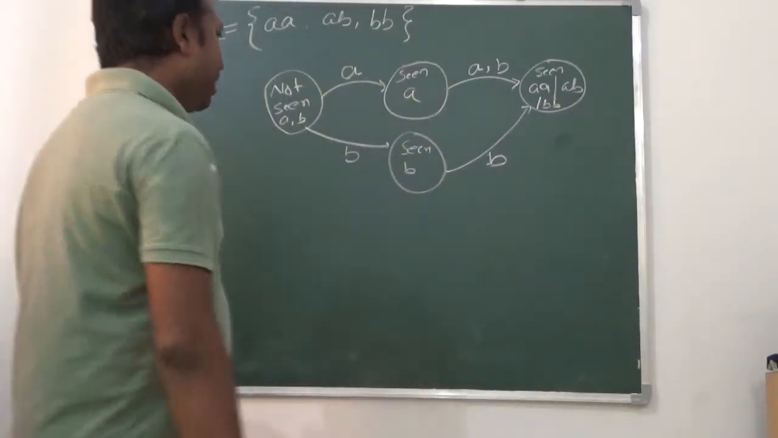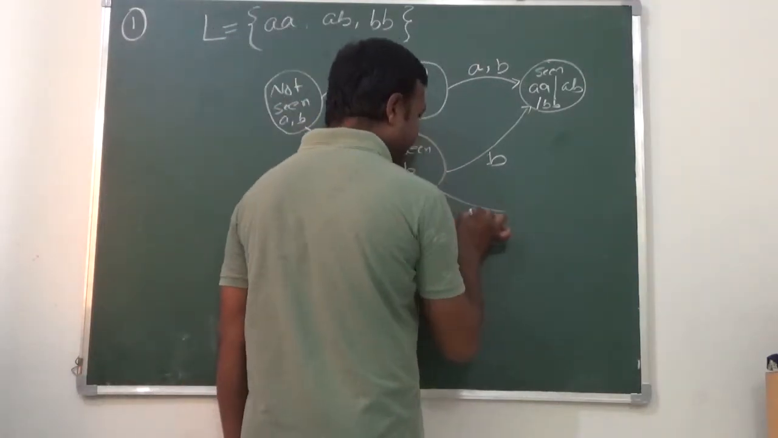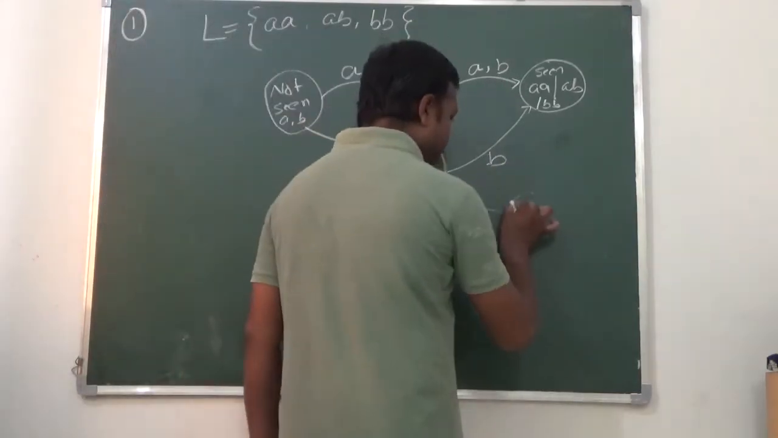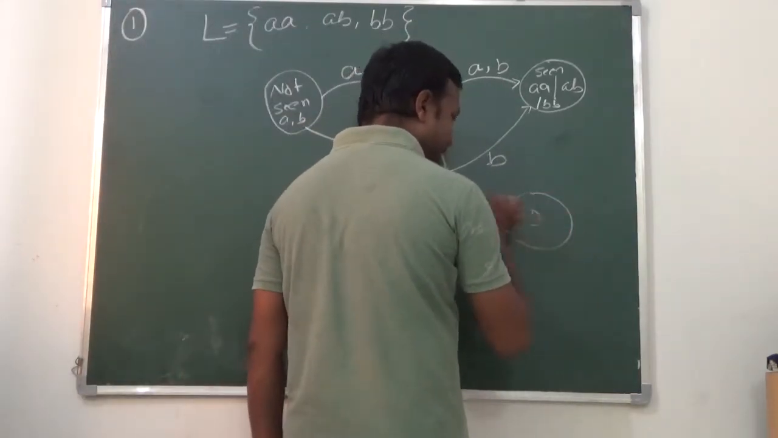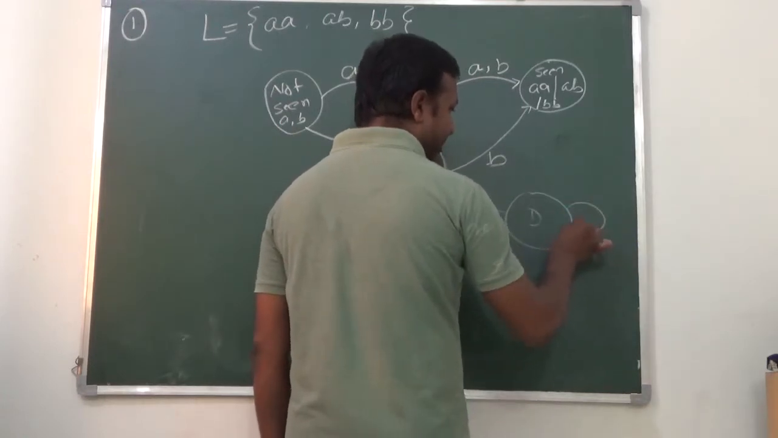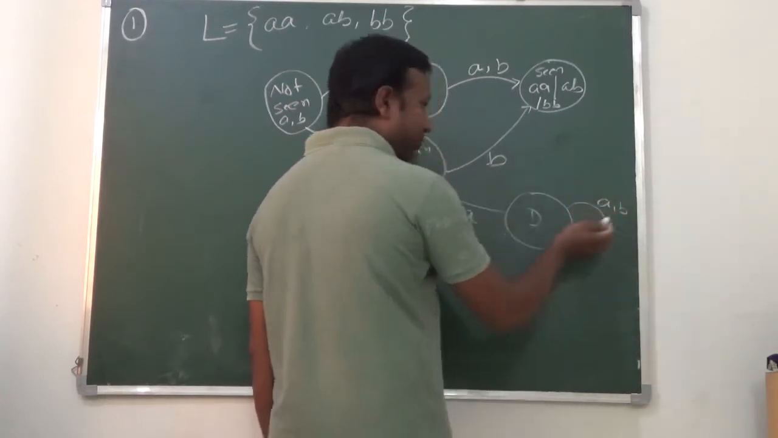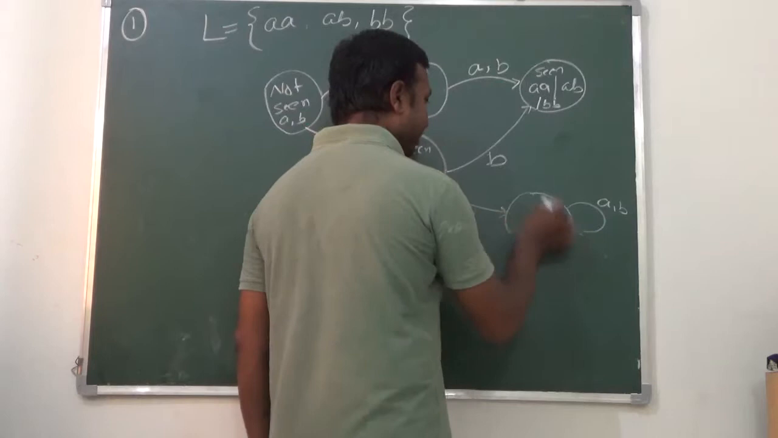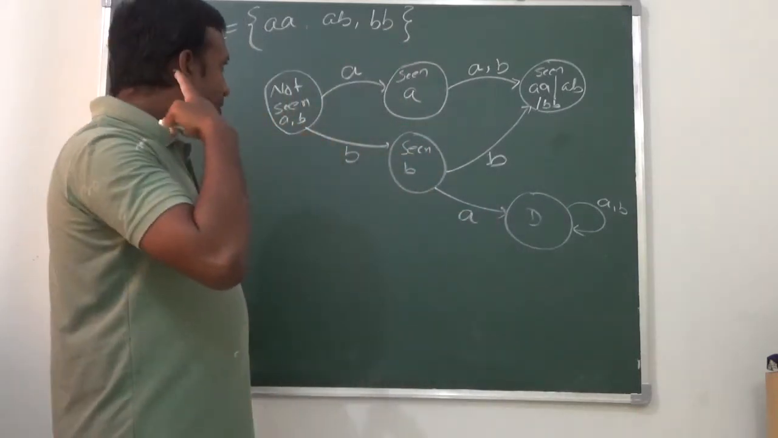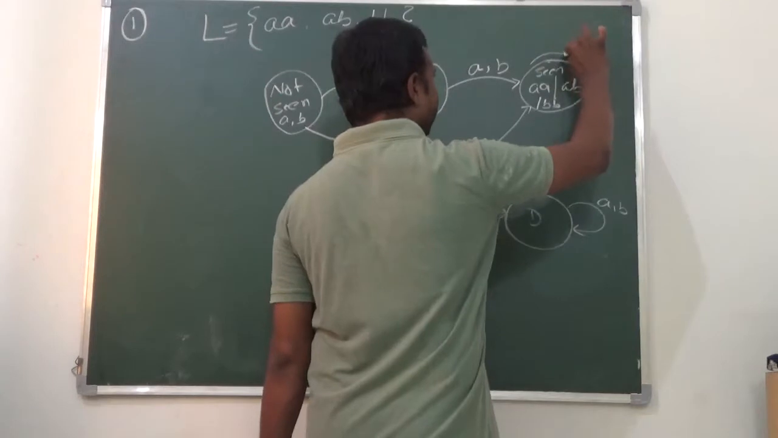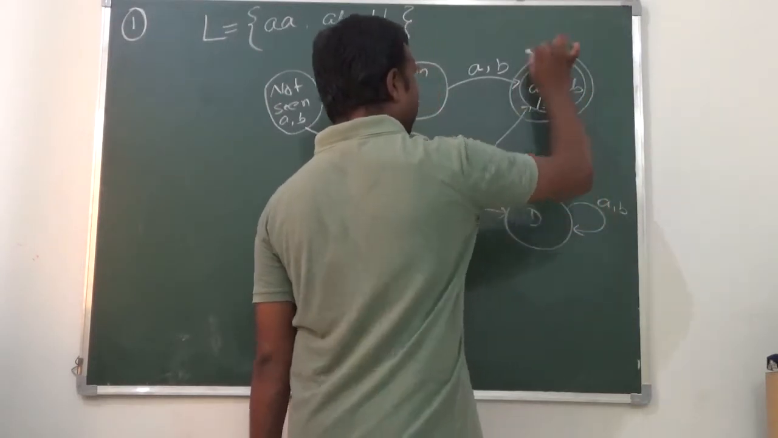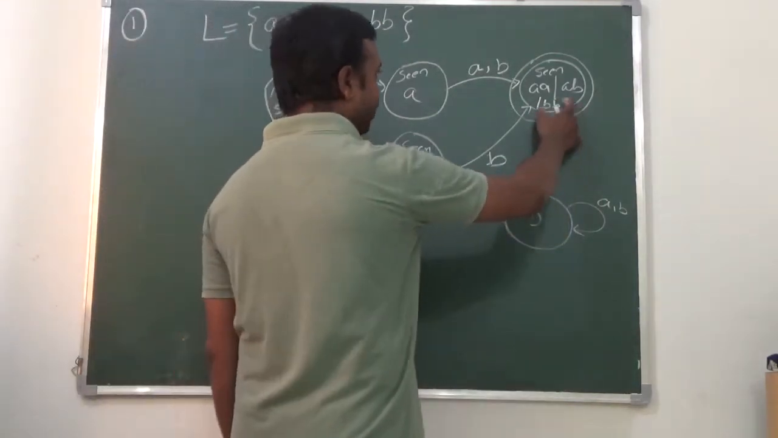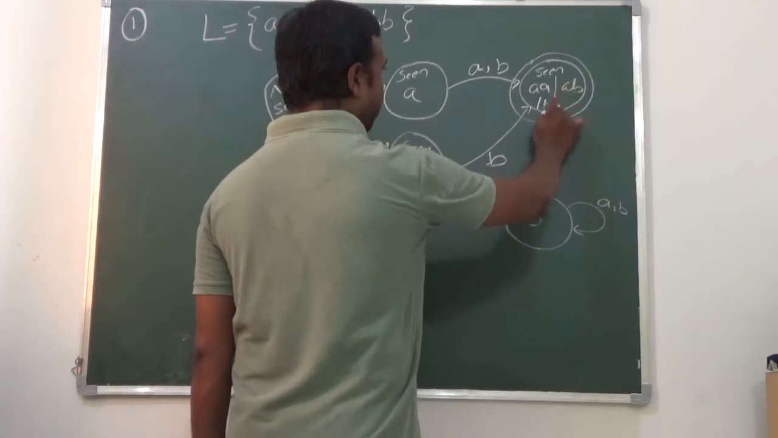But if you have seen A after B, then that is not permittable. So I go to one state which is called the dead state, and dead state means you cannot come out of this state, which means you are going to reset everything if you are in this state, right? So this one is the final state, because you have already seen either AA or AB or BB.